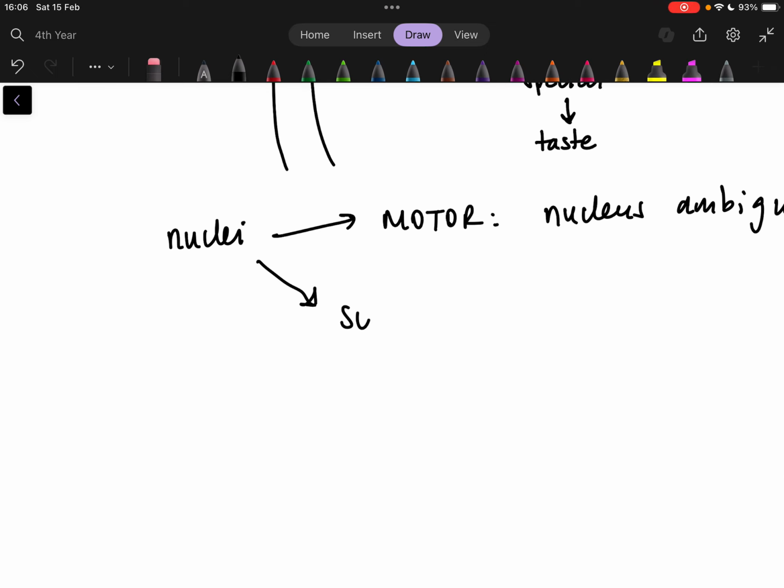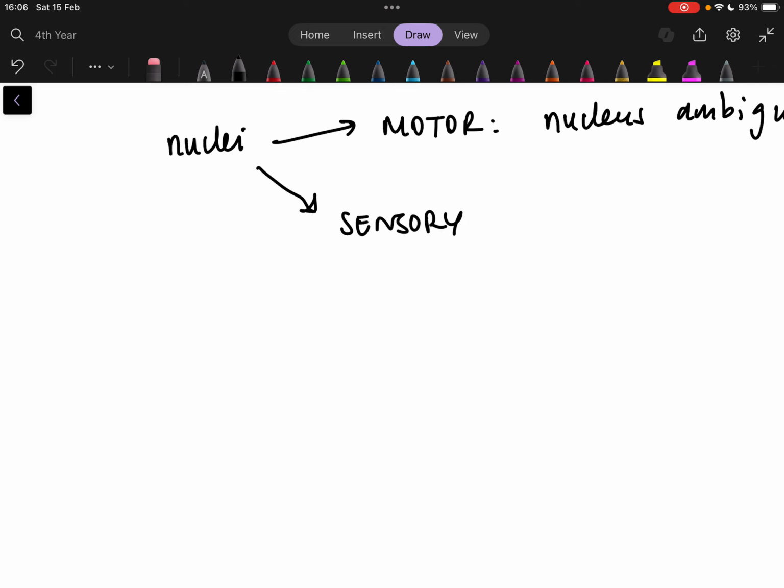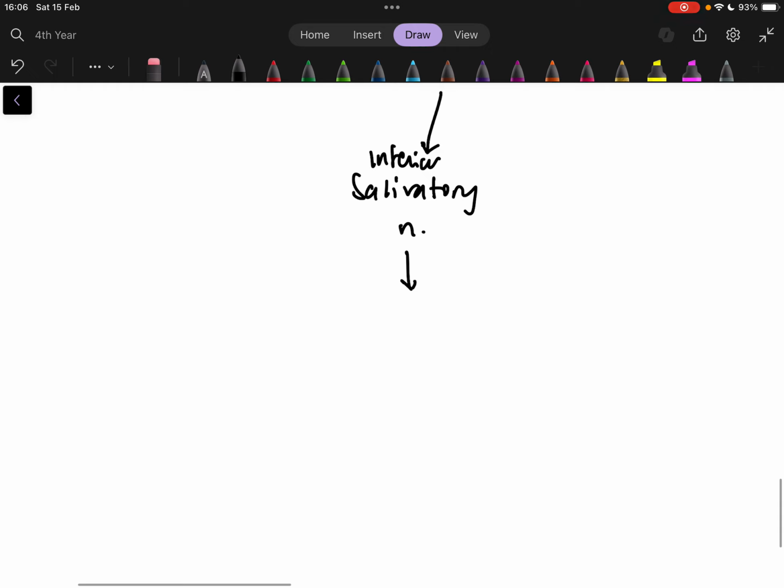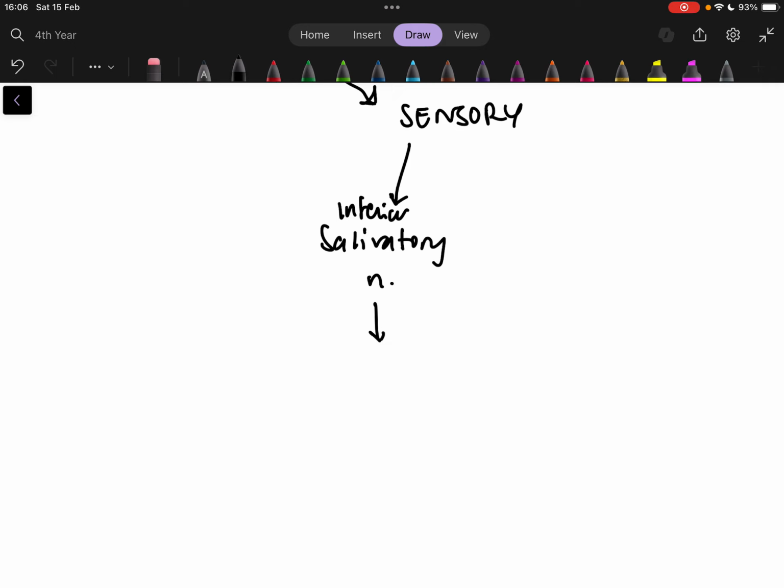And then we have the sensory part. So we have the motor and sensory part. So we have a nucleus called the inferior salivatory nucleus. Okay, so salivatory, saliva. This is going to provide parasympathetic innervation for the parotid gland. That's the largest gland which can produce saliva. So that's of course going to help with swallowing.